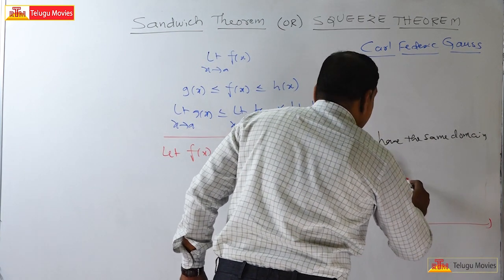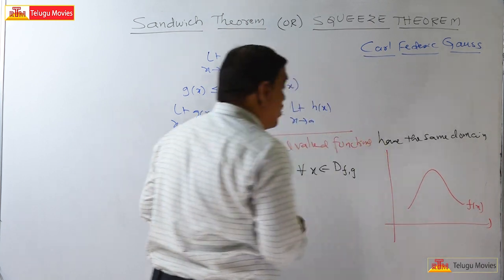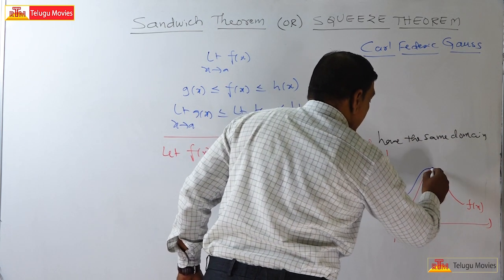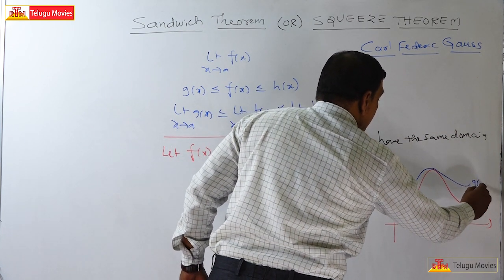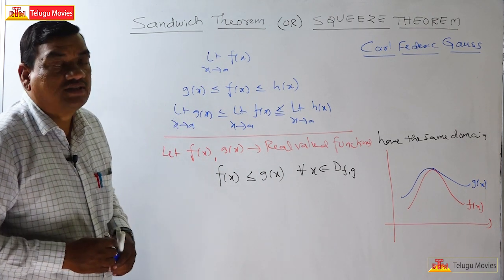Diagrammatically, let us take this as f of x. It is always less than or equal to g of x. Sometimes it may be equal. So, this is g of x. f of x is always less than or equal to g of x.